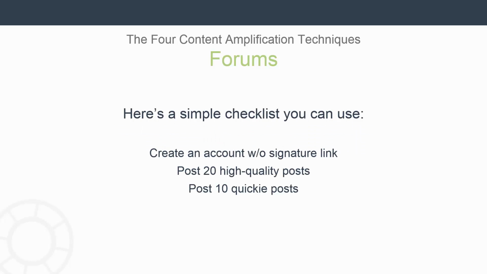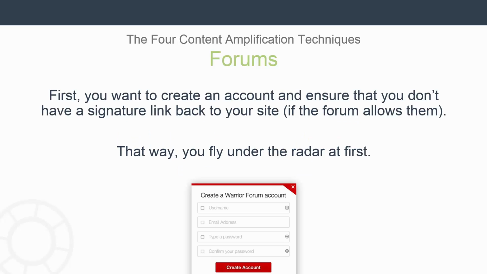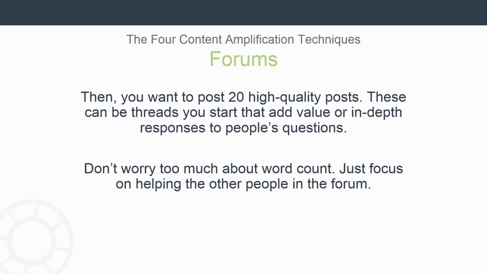So here's a simple checklist that you can use to become a valuable member of the community very quickly. You want to create an account, post 20 high quality posts, and then 10 quickie posts. Let's break these down. So first, you want to create an account and just make sure that you don't have a signature link back to anywhere. So if the forum allows a signature link, don't put one. If they don't allow one, you don't have to worry about that, obviously, but you don't want to have one either way. And that'll have you fly under the radar at first.